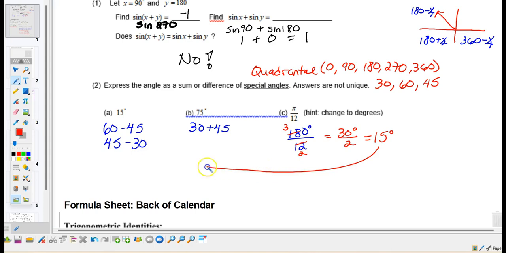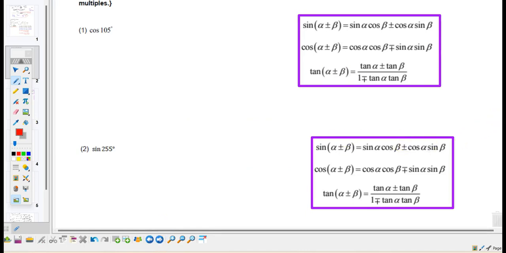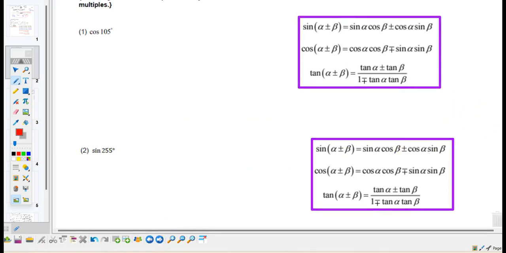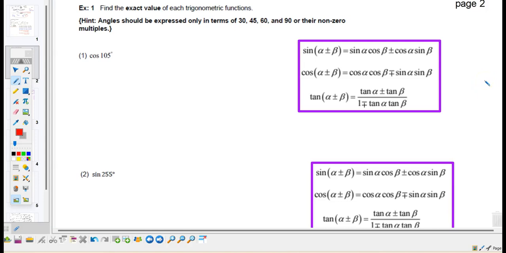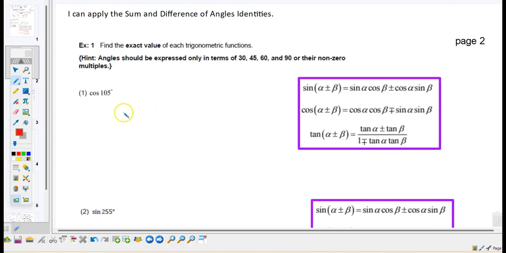Oh, we already did that. Here's our choices. So if you turn the page, let's talk about how we use these expressions, these identities. Number 1 says, find the exact value.